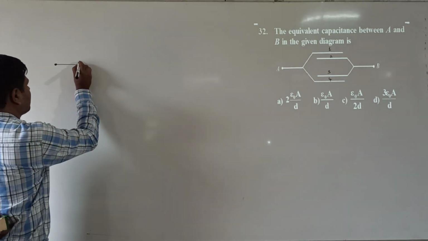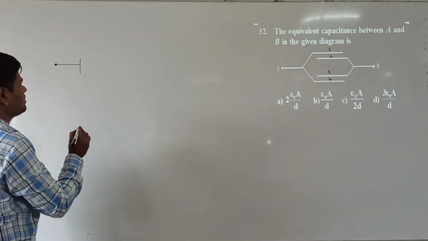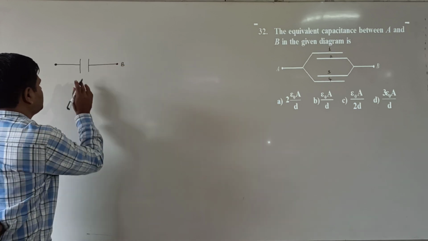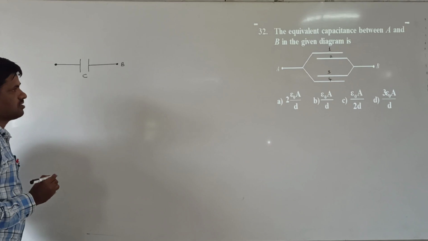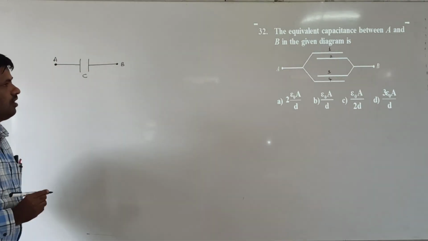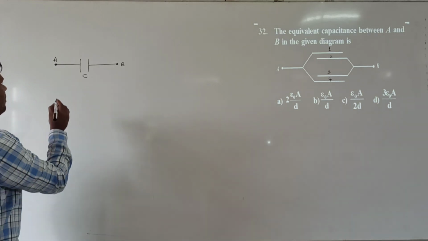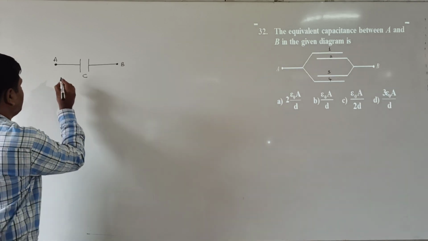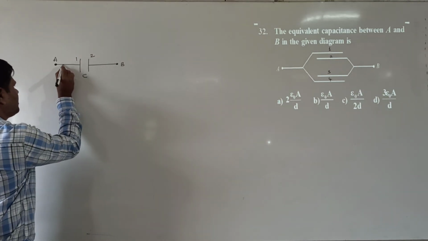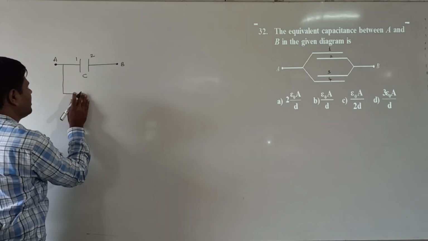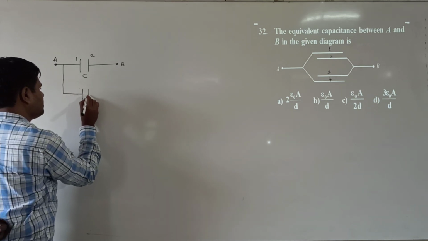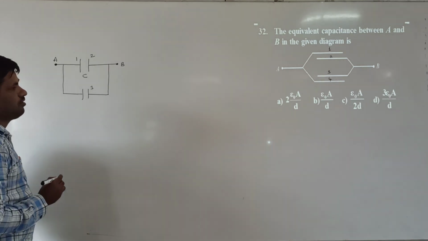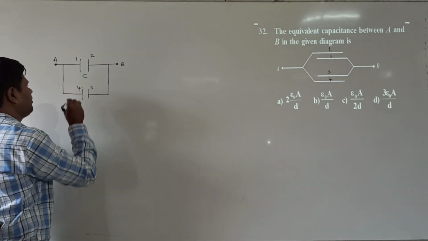Now this is plate 1, and this is plate 2, which is connected to terminal B. This is one capacitor of capacitance C. This is the A terminal. Now another capacitor is connected in between 3 and 4: 4 is connected to A, and 3 is connected to B.